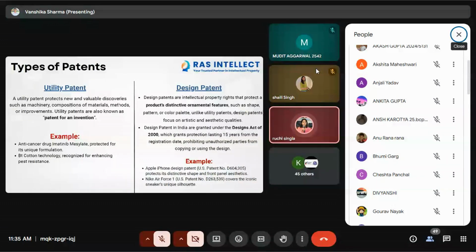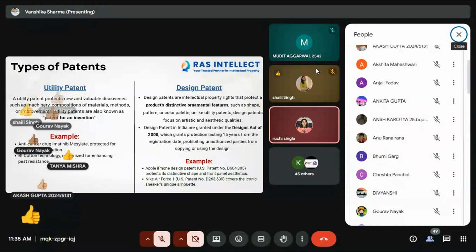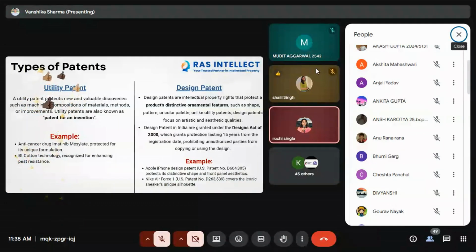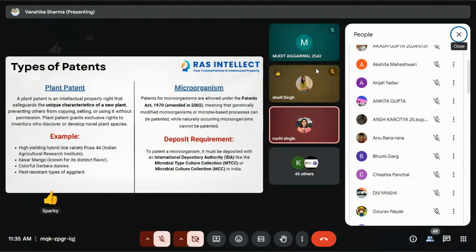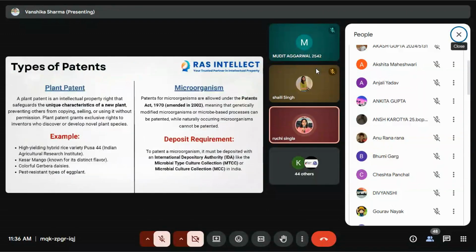Is it clear to everybody? Just give me a thumbs up if it is clear. Okay, thank you. All right. So next slide, please. So we'll not be talking about the plant patent and microorganism because these are basically concerned with pharmacy and the biotechnology students or the agriculture engineering students. Next slide, please. Some biomedical students are here also. Okay, all right.